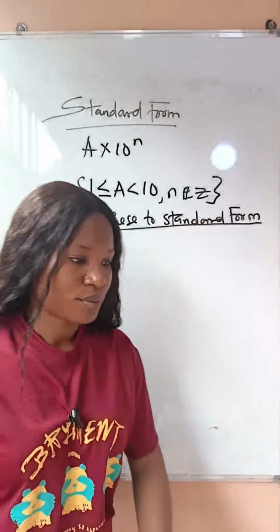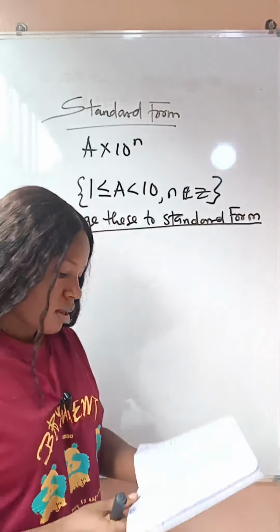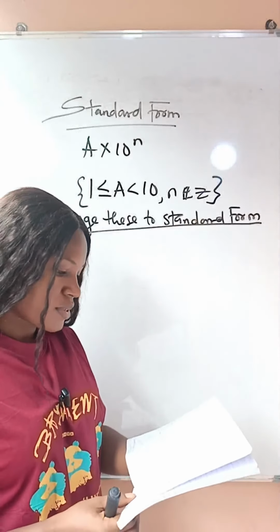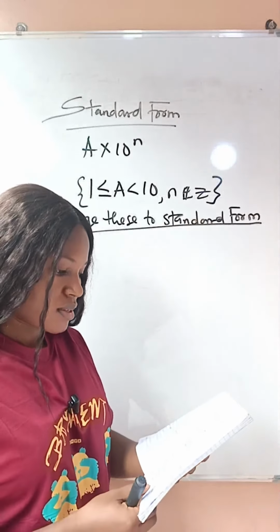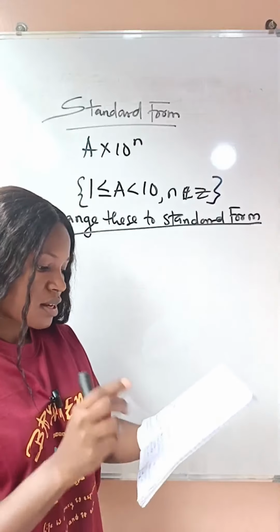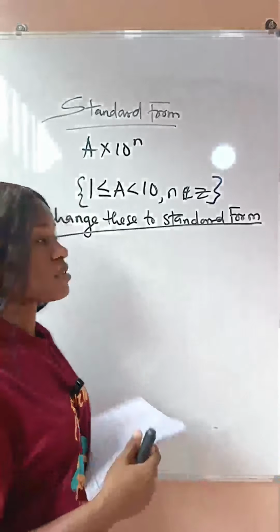Number 1. The first one says 540. Okay, sorry. Let's start with this. 750.